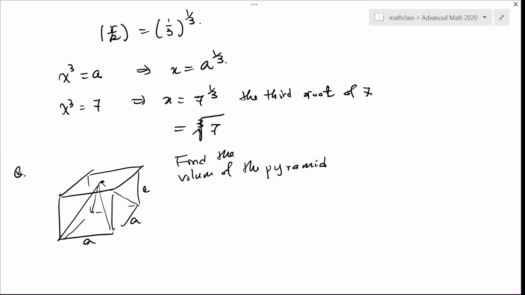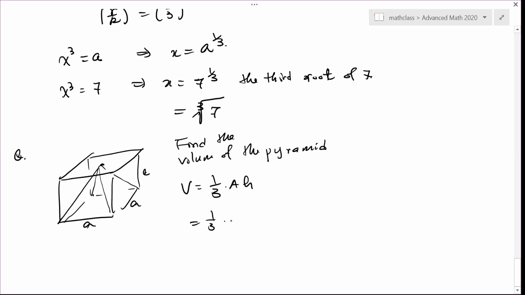Okay. So the volume of the pyramid is the base area, right? The base area times height. The base area is a square. The height is also a, so it's 1/3 a cube. And so it takes 1/3 of the space of the cube, the pyramid.